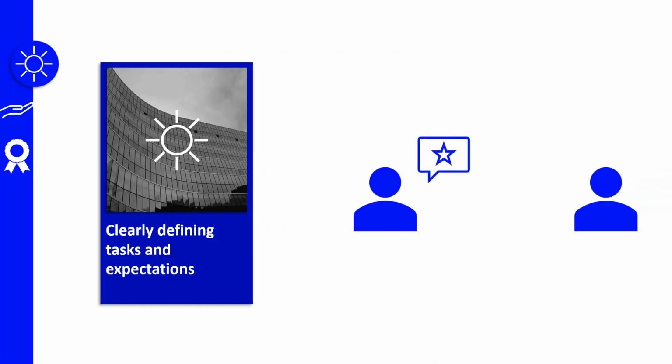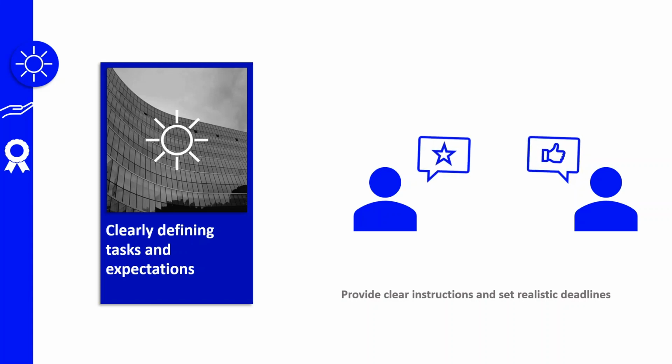First, clearly defining the task and expectations is important when delegating tasks. Make sure that the person you are delegating the task to understands what is expected of them and what the desired outcome is. Provide clear instructions and set realistic deadlines.